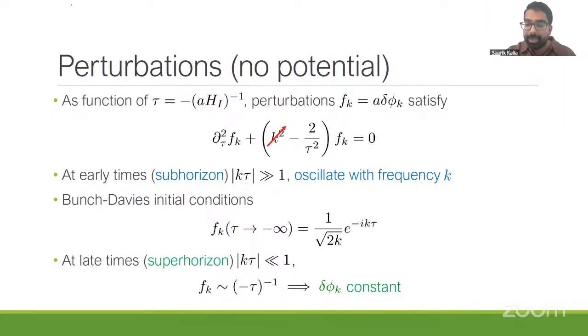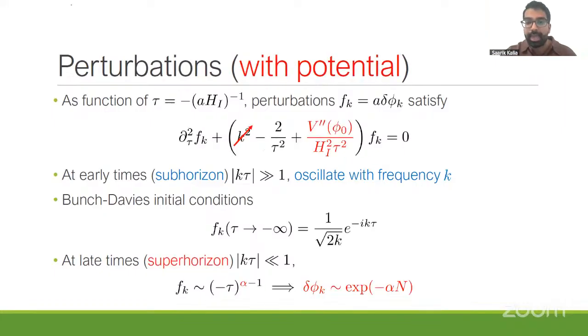Okay, now I want to add back in the potential. What happens when I do that? That gives me an additional term here, which has a similar form to this 2 over tau squared term, but just a different coefficient, which now depends on my potential. You can actually see the coefficient of this potential is related to this alpha parameter that I've defined. And that'll actually just shift things a little bit by alpha. Ultimately what you'll find is that delta phi, now rather than being constant outside the horizon, is going to decay exponentially, where the exponent of this decay is determined by this alpha parameter.